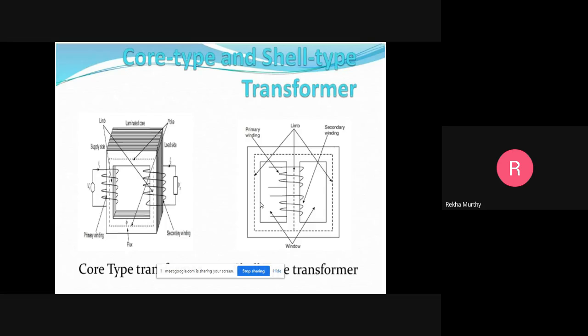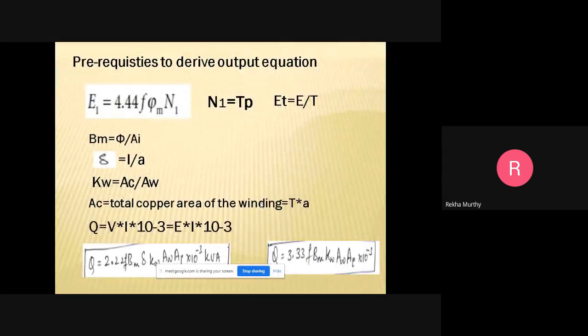Now let's move on to the basic formula which you need to consider when you derive the output equation. Usually, the output equation is expressed in terms of kVA, kilovolt ampere. What do you mean by this? Kilovolt ampere means it is a product of voltage and current. Since the name indicates that the output of a transformer is expressed in kilovolt ampere, it is a product of voltage and current. Kilo means 10 power of 3.